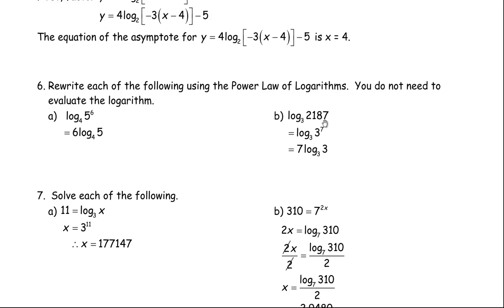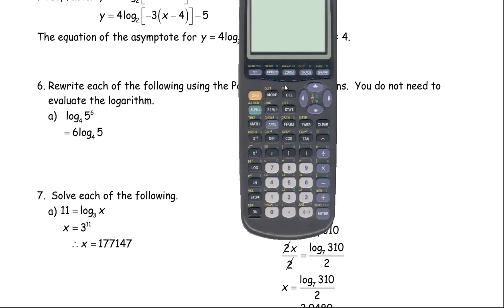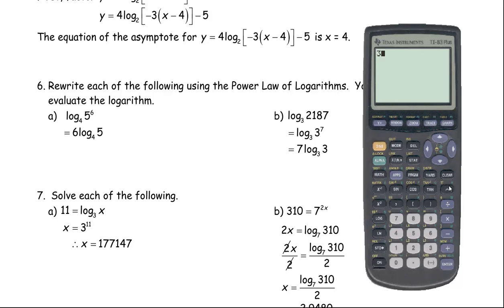To do B, I'd need to rewrite the 2187 as a power. If I could write it as a power other than 3, it wouldn't be a big deal. But because the base is 3, that's why I chose to use 3 here. So 3 to the power of 7 is 2187. And again, you could do a trial and error if you wanted to find that. It's not that big a number. So I can rewrite the 2187 as 3 to the 7th, and then bringing the 7 down in front, it's 7 times the logarithm base 3 of 3.